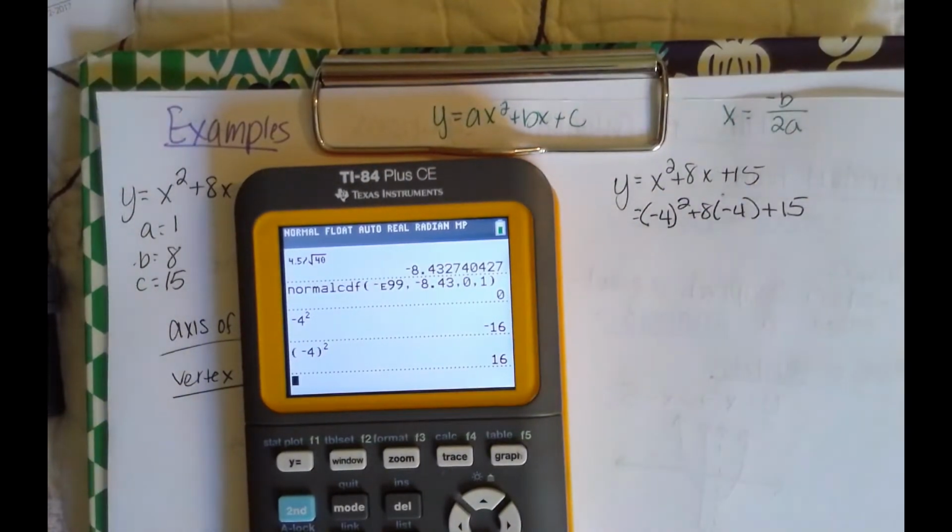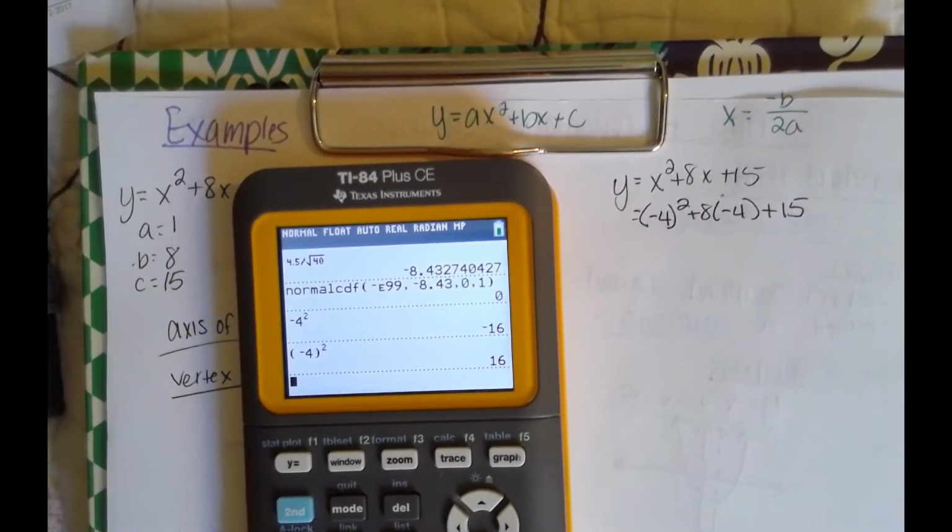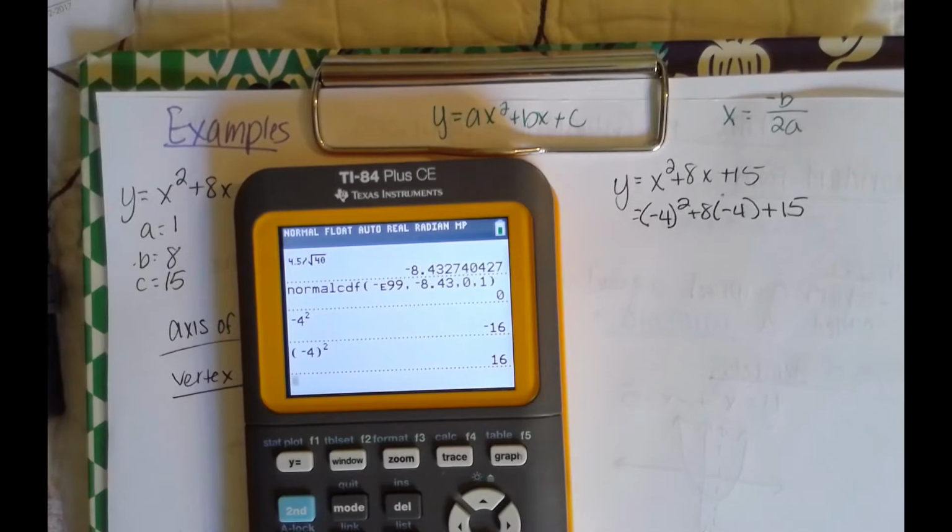If you can't remember, any number, whether it's positive or negative, if you square it, you should get a positive number back. It's just like when you multiply two evens, you get an even back. You do not get an odd.